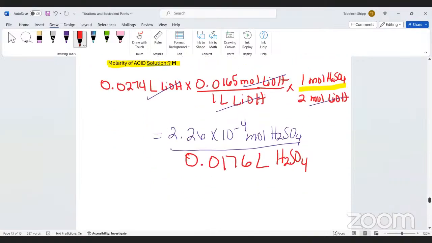So we're going to take that number and divide that by 0.0176, and we end up with 0.0128 molarity of H2SO4.